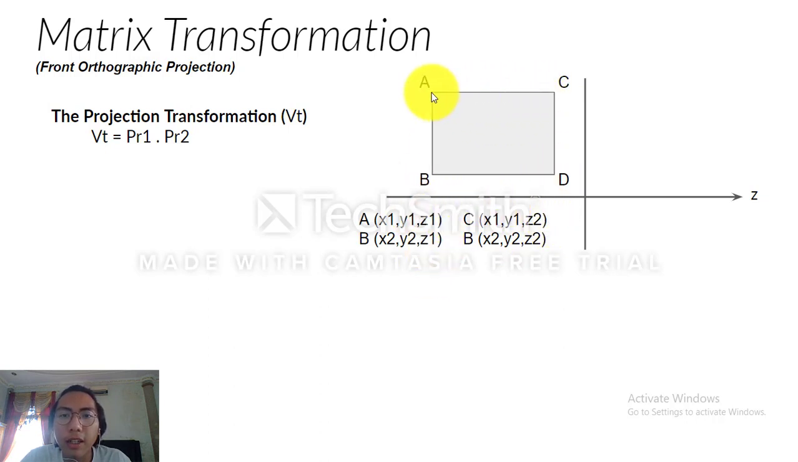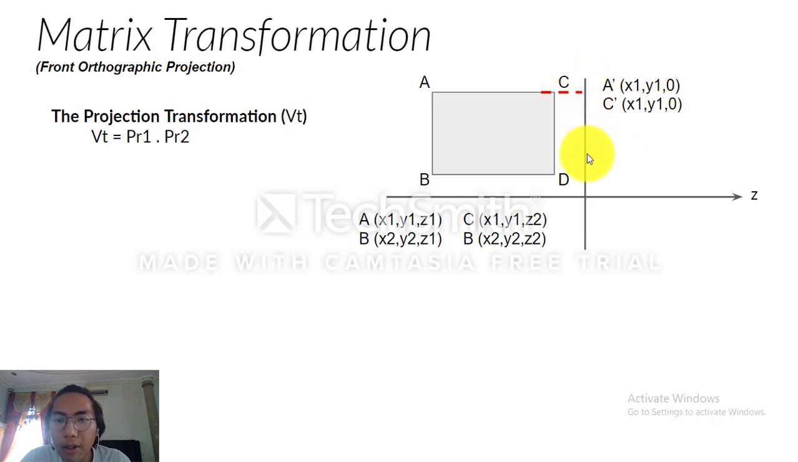So if we project this line A and C onto the x and y axes, this line will be A prime. It will be x1 and y1, and C prime will be x1 and y1.